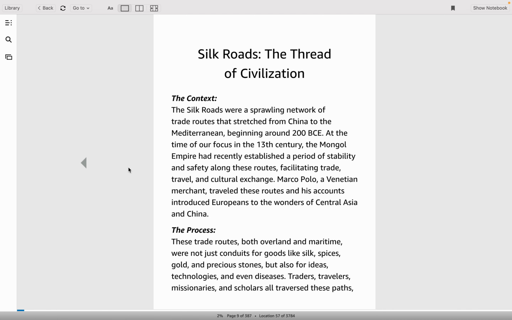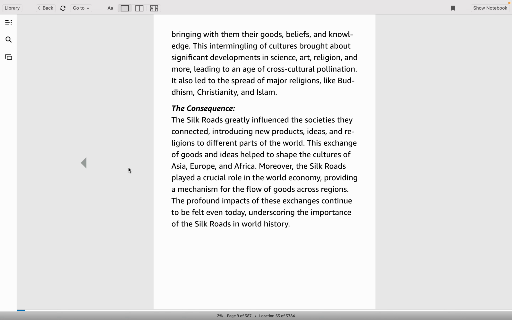If you read the paragraph that's titled the context, you will be able to understand the historical context, the very beginning of this particular event that's part of this topic. If you move on to the paragraph titled the process, then you will be able to understand the specific details behind this topic. And if you move on to the third paragraph titled the consequence, then you will be able to understand the connection between this topic, this event, and the next topic.